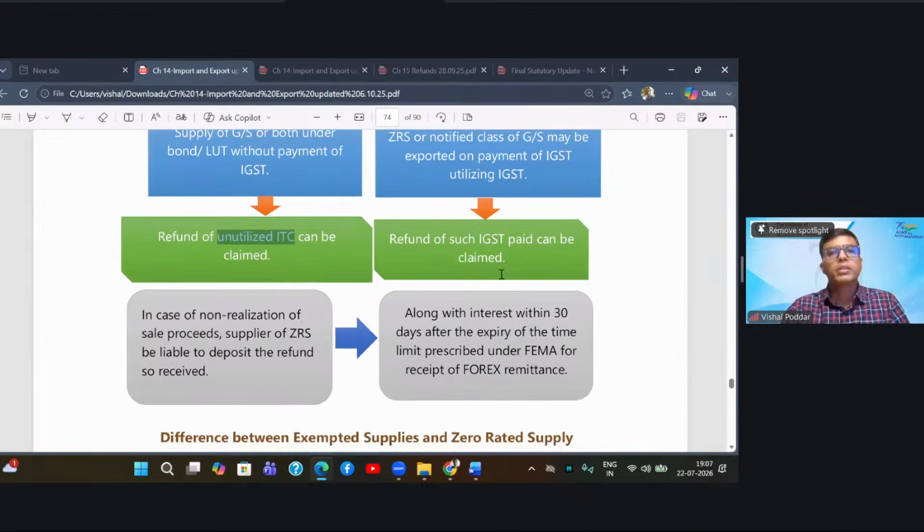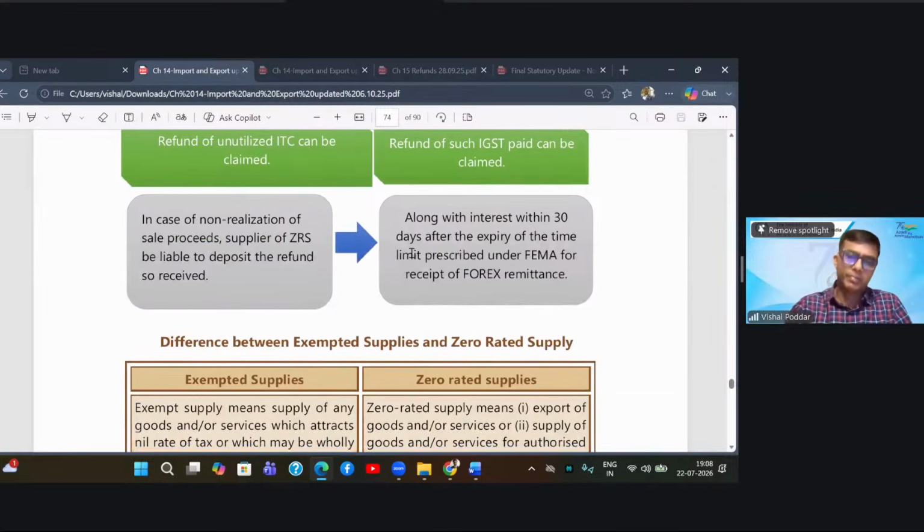So whatever IGST you have paid, that entire IGST is refunded back to you. So, in any case, your goods or service which are exported or which are supplied to SEZ becomes tax free, and whatever is the embedded domestic tax is given back to you as refund. Now here you have to keep in mind, in case there is non-realization of your export sale proceeds, the supplier of the zero rated supply will be required to return back the refund.